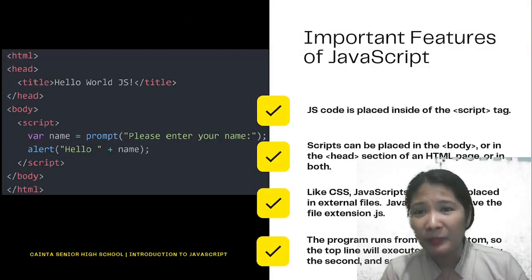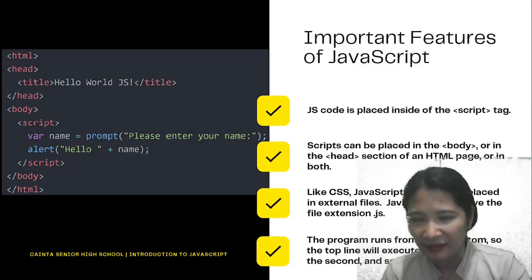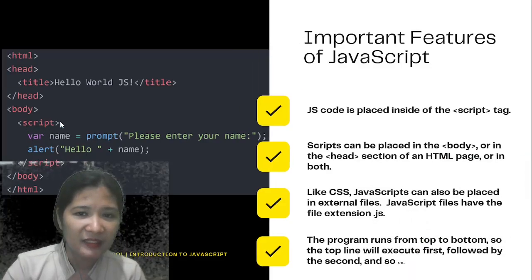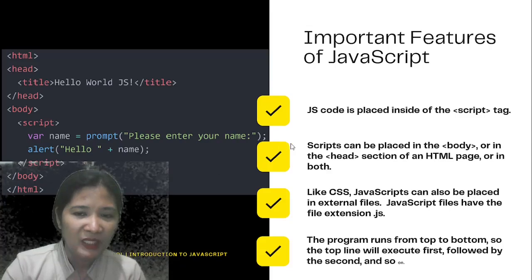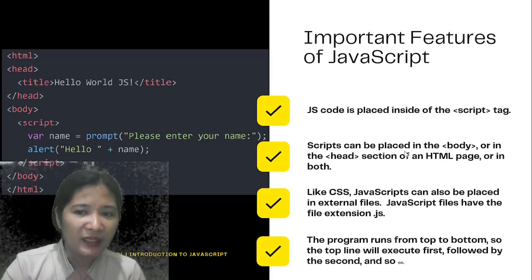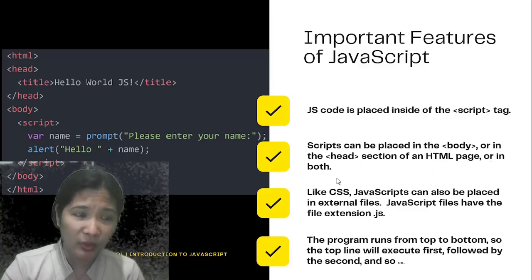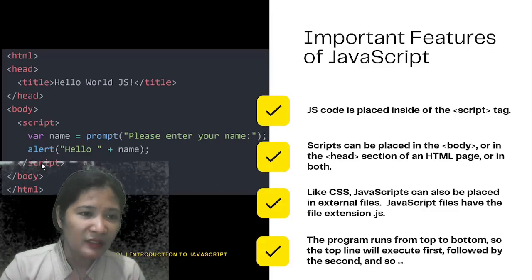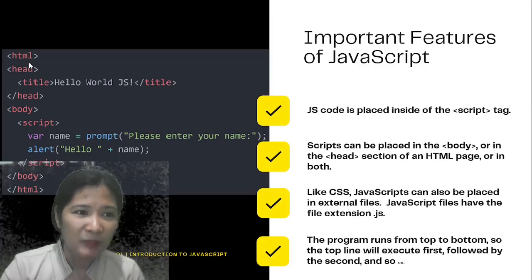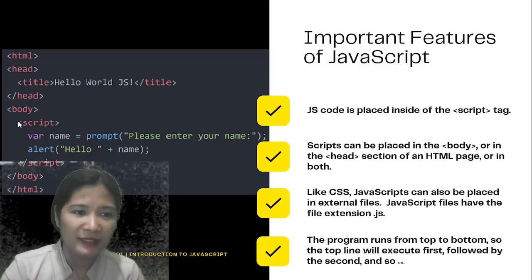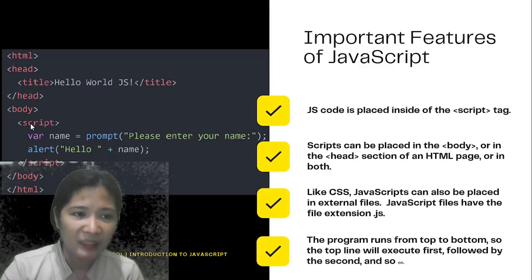Here are some of the important features of JavaScript. We need to know that JavaScript code is placed inside the script tag. Okay, as shown in this example, we have the script tag here, and inside the script tag are the JavaScript codes or the JavaScript statements. Scripts can be placed in the body or in the head section of an HTML page, or in both. Okay, so on our pretest earlier, there is a question which asks, where do we place the JavaScript? Script can be placed either in the head section or in the body section. But then again, the statement should be placed inside the script tag.